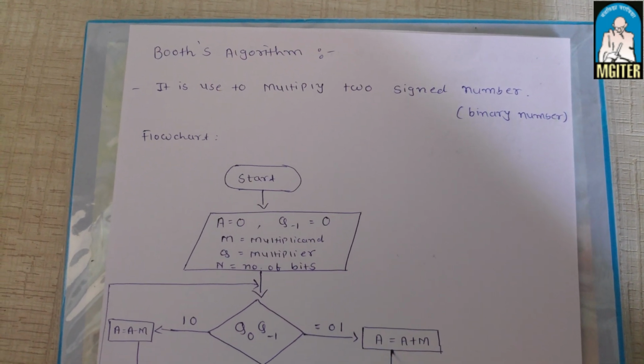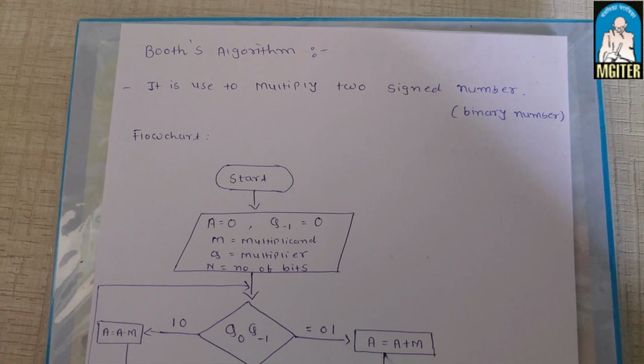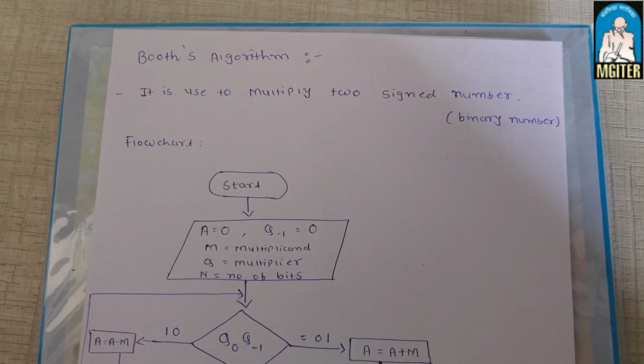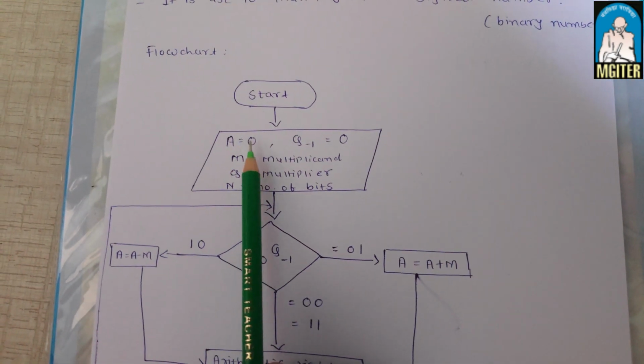Today I am going to explain Booth algorithm. Booth algorithm is used to multiply two signed binary numbers. So first we will see the flow chart. Here the first step is start. After that, A is equal to 0.